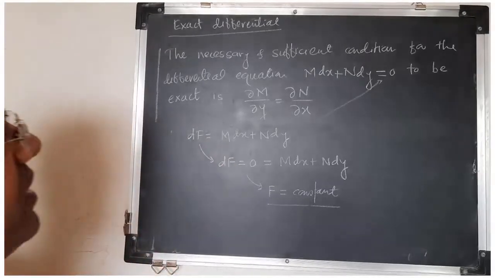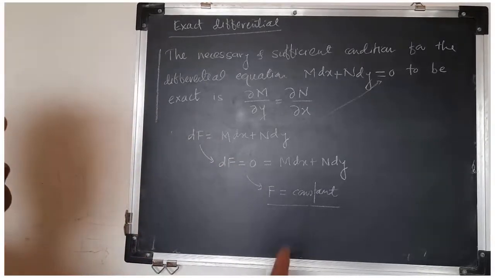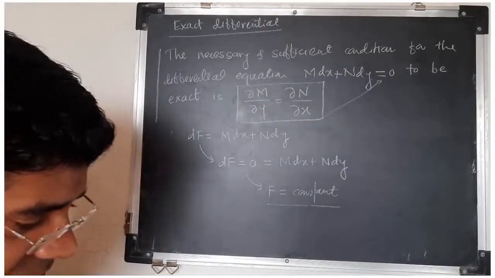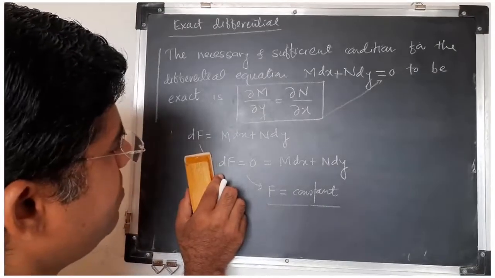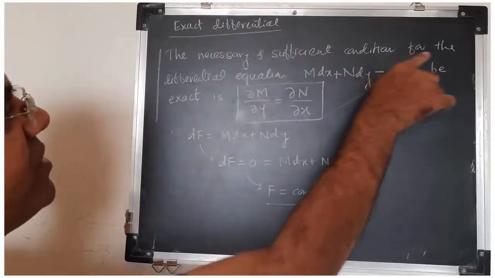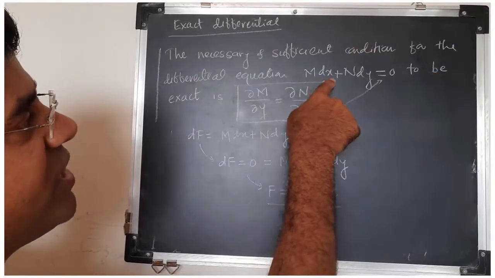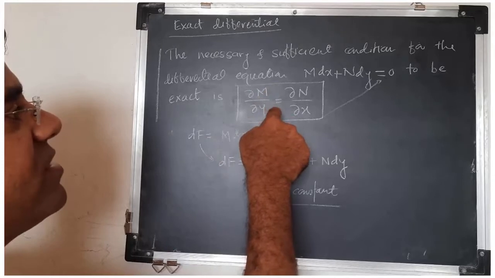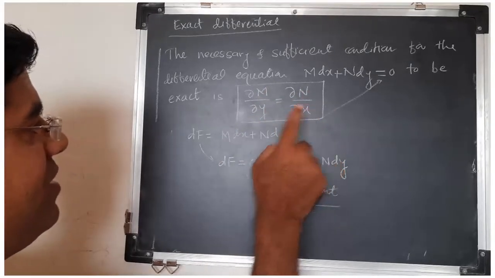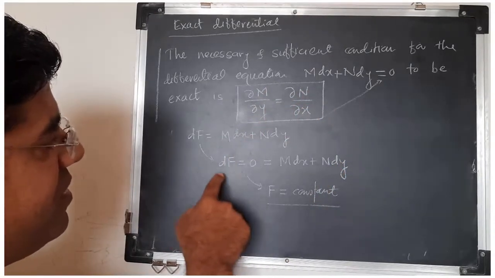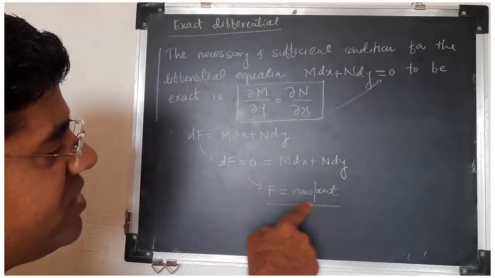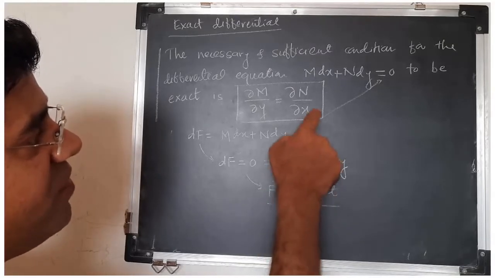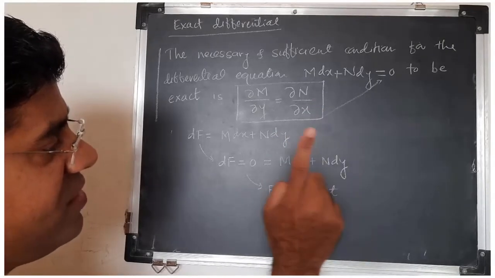Okay, so we'll take one problem. Please remember this condition. Overall, you have to remember only a few things. The necessary and sufficient condition for the differential equation M dx plus N dy equal to 0 to be exact is that partial M by partial y is equal to partial N by partial x, where df is equal to 0, meaning the function is constant. So you can find the given function from the exactness condition also.